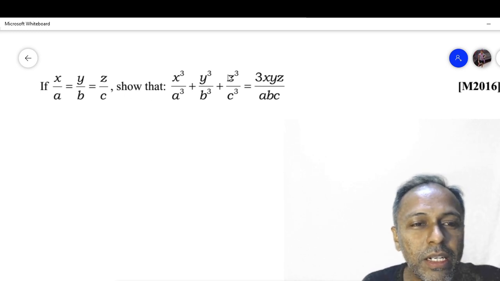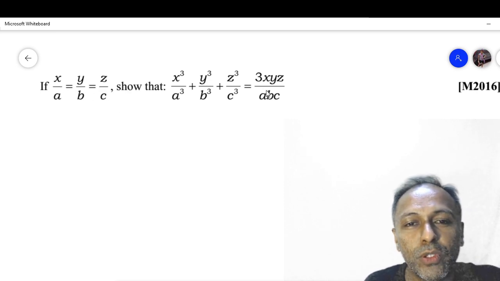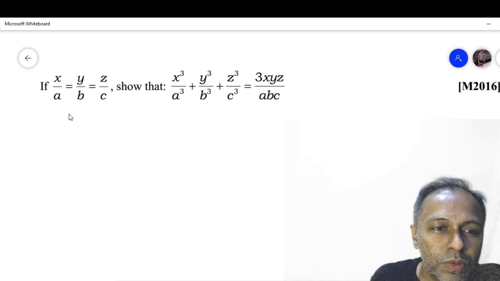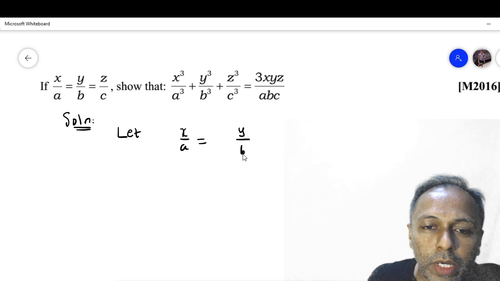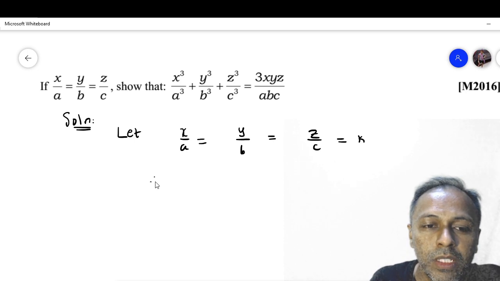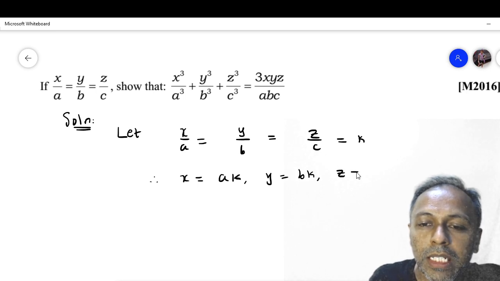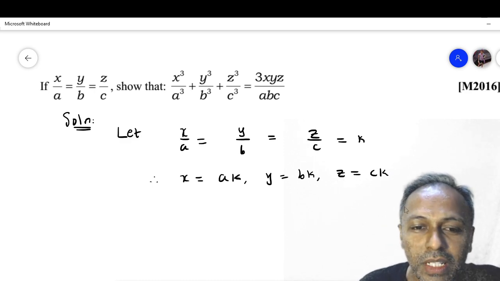Now here it's not said that they are in proportion, and already ratios are made, and there are three ratios. You have to show LHS equal to RHS. In such sums also we will use K method. So the beginning step will be, let x upon a is equal to y upon b is equal to z upon c is equal to k. Therefore x is equal to ak, y is equal to bk, and z is equal to ck. The z is written like this so that you don't think it is 2.